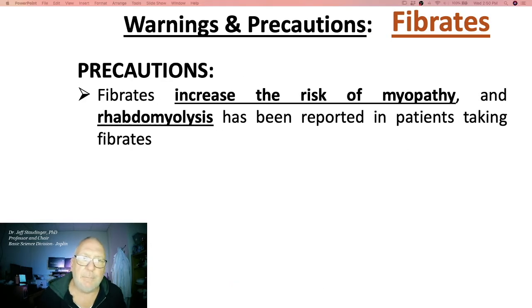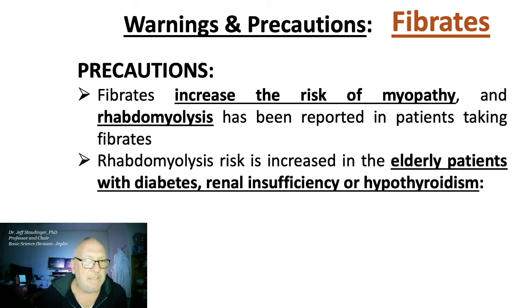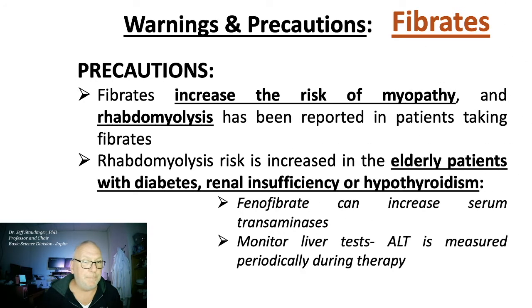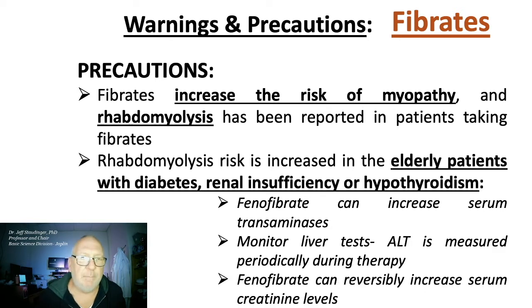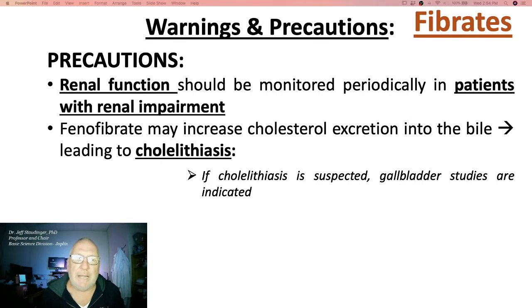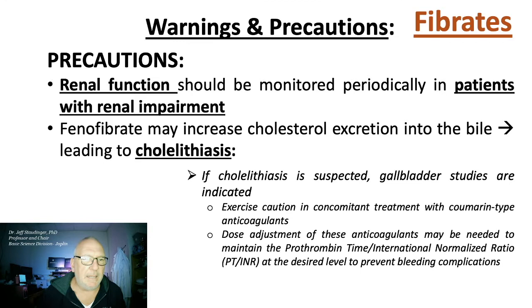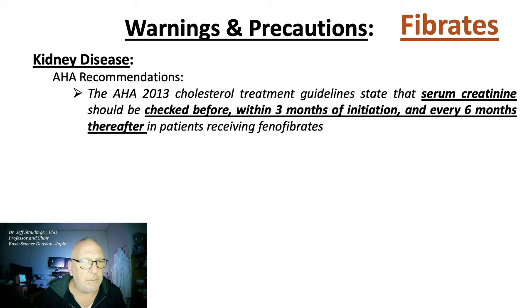Consuming fibrates increases the risk of myopathy, the most serious form of which is rhabdomyolysis. The risk of rhabdomyolysis increased in elderly patients with diabetes, renal insufficiency, or hypothyroidism. Fenofibrate can also increase serum transaminases, so you have to monitor ALT periodically during fibrate therapy. Fenofibrate can reversibly increase serum creatinine levels. If you start suspecting gallstones, gallbladder studies are indicated. Coumarin-type anticoagulants interact with fibrates. Dose adjustments of these anticoagulants may be needed to maintain the PTT at the desired level. Should be checked before treatment, then 3 months after initiation of treatment, and every 6 months thereafter.